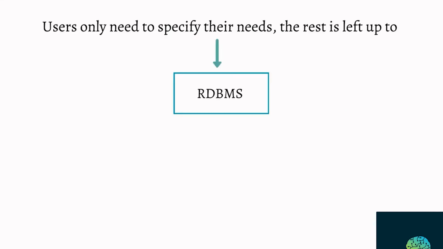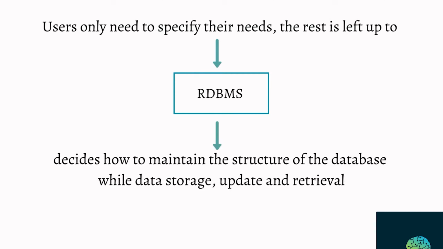In the relational model, the users only need to specify their needs and the rest is left up to the relational database management system. RDBMS hides the complexities of the relational model from the user. The user only needs to specify what data he wants to store, update or retrieve from the database, and then RDBMS will make sure how to maintain the structure of the database while performing all of these operations.